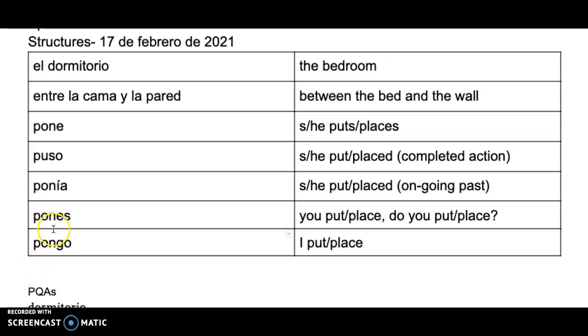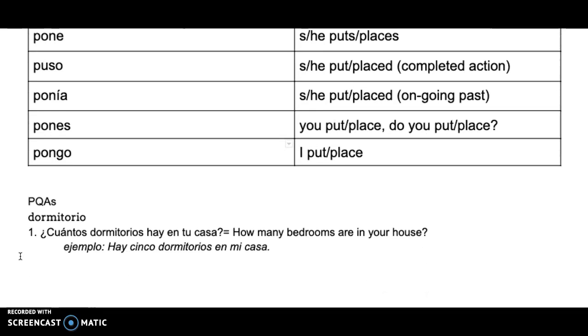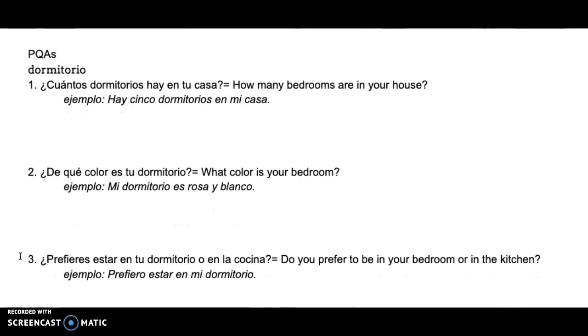So again, real quick, structures for Wednesday: el dormitorio, entre la cama y la pared, pone, puso, ponía, pones, and pongo. Then you will have some questions.